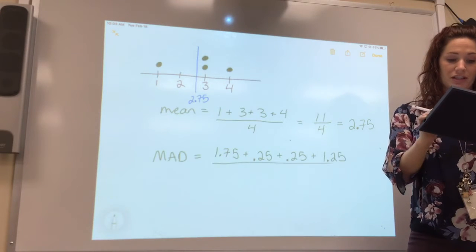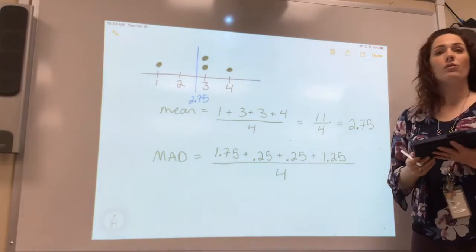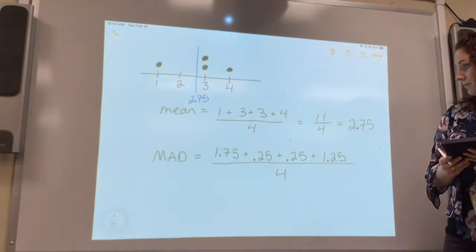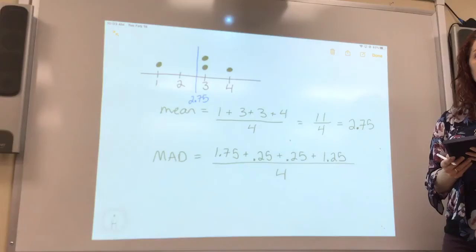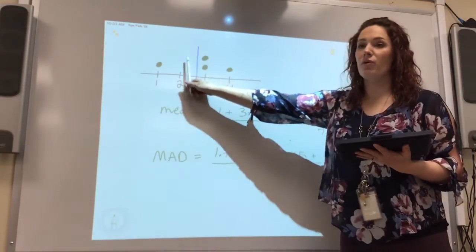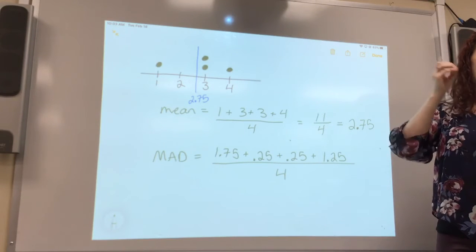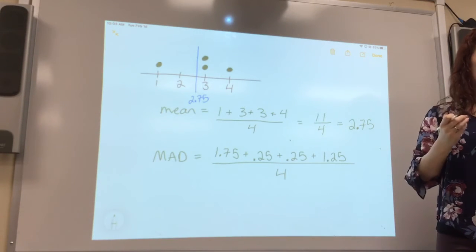1.25. And there's still 4 dots. So you divide by 4 just like you did with the mean. What's your question? Why do you have 2? Yeah. Why do I have 2.25s? Because there's 2 of them. Oh. So both of these are 0.25 away from that line. That's why I have 2 of them. So every dot has to have a distance associated with it.